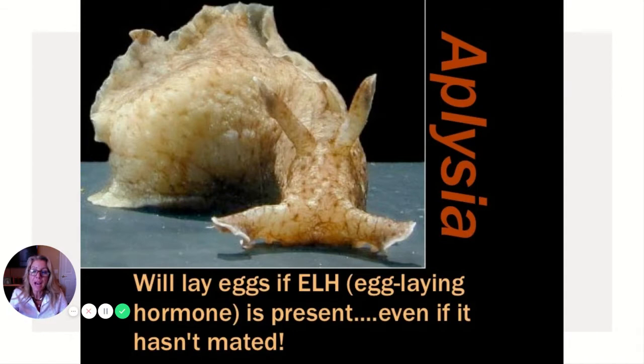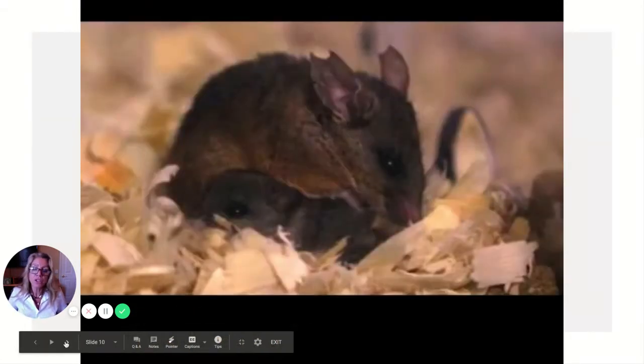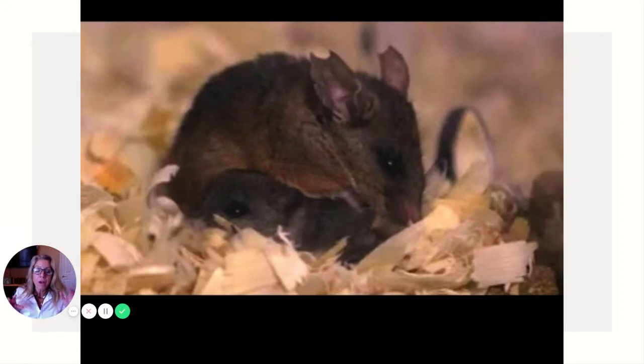So what they found out is if they just used a needle and shot the slug with some egg-laying hormone, it would start that whole process even if it hadn't made the eggs. And that's the end of your notes where you need to plug that in, even if it has not made it.